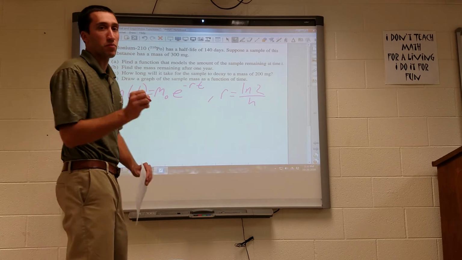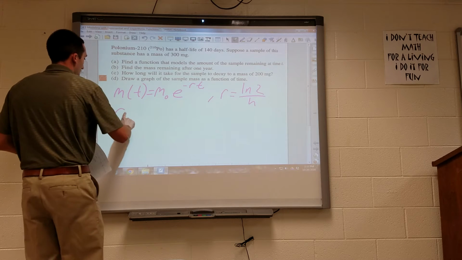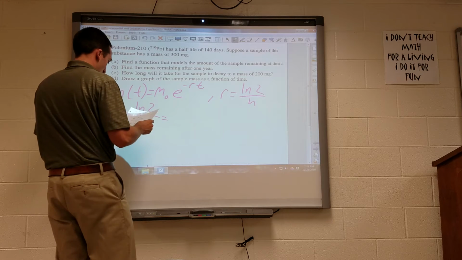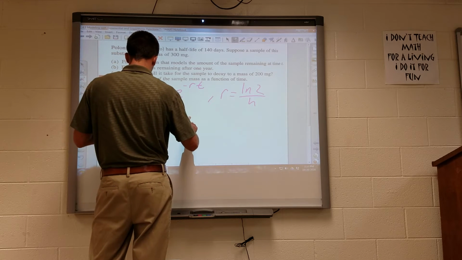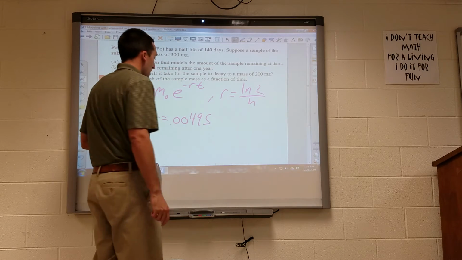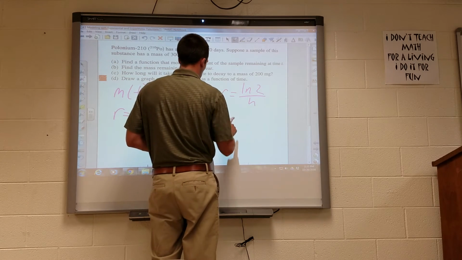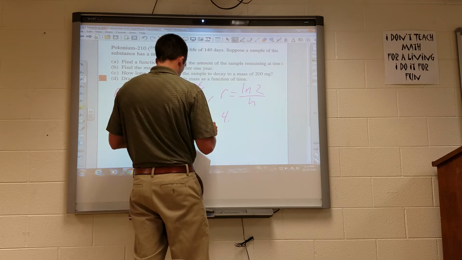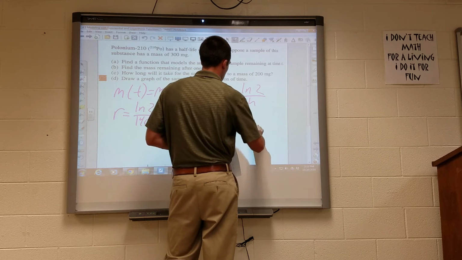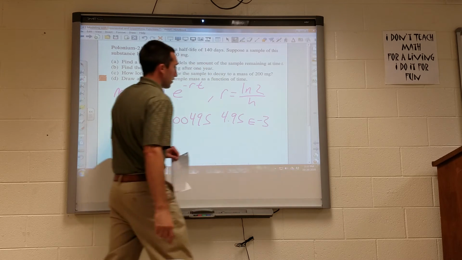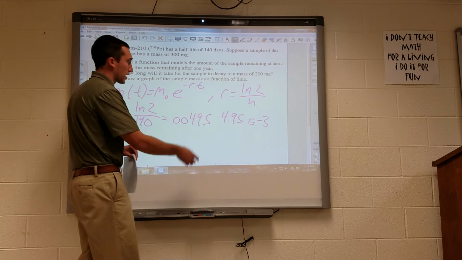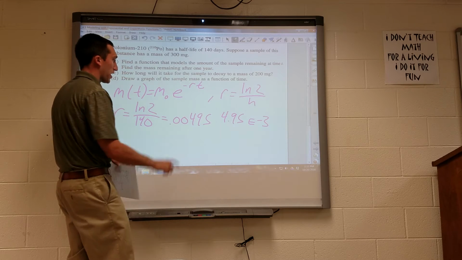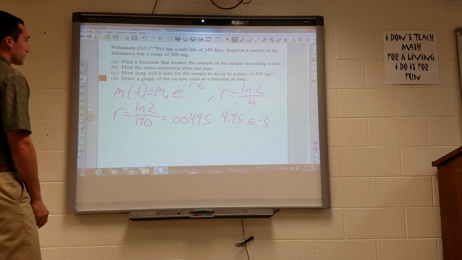So let's find the rate so we can plug it in to get the equation. So r equals ln of 2 divided by a half-life of 140. And that gives us 0.00495. The calculator actually gave me 4.95 e to the negative 3. So remember, that's just scientific notation in our calculator. You just move it 1, 2, 3 spots to the left. Right? 1, 2, 3 spots. And this is our rate.